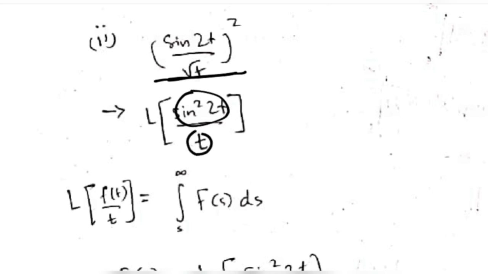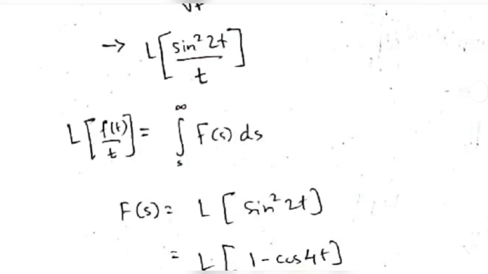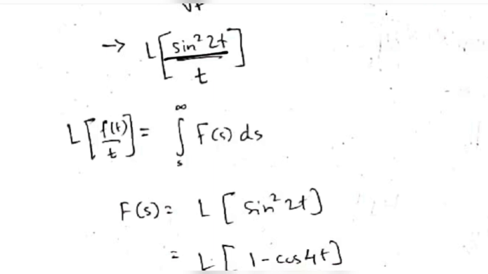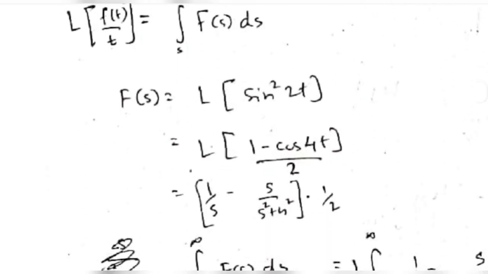Okay, now the rule is if we have to find the Laplace transform of f of t by t, that's equal to the integral from s to infinity of F of s ds. Now what is F of s? F of s is nothing but the Laplace transform of this numerator, sine square 2t. So F of s is equal to the Laplace transform of sine square 2t.